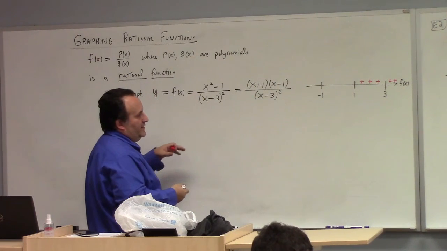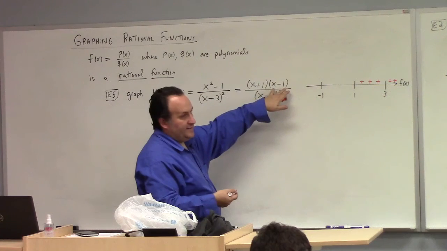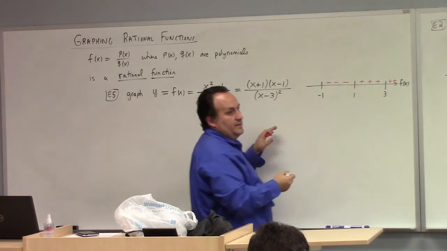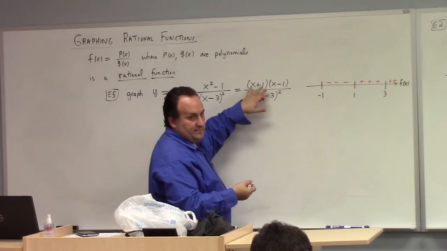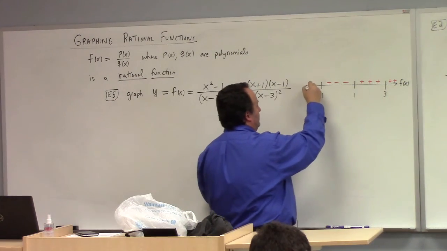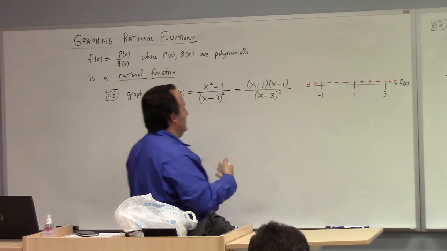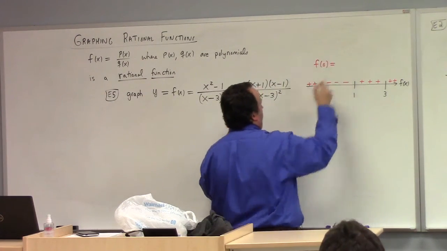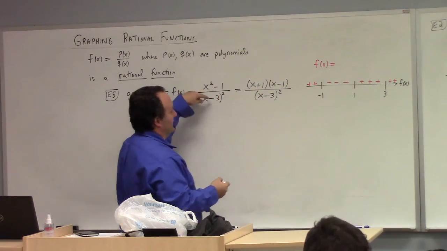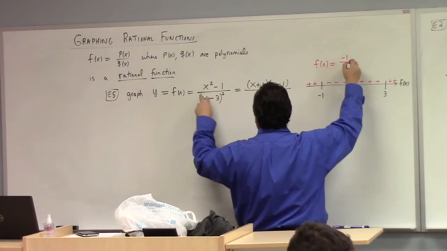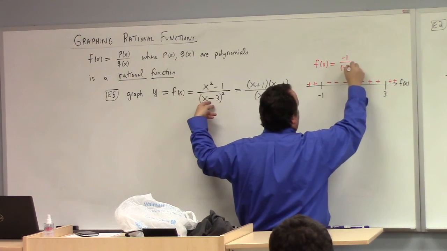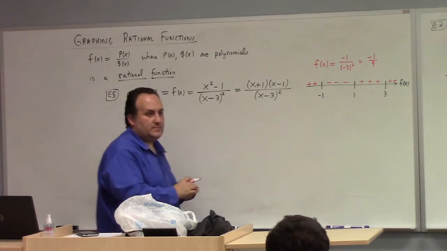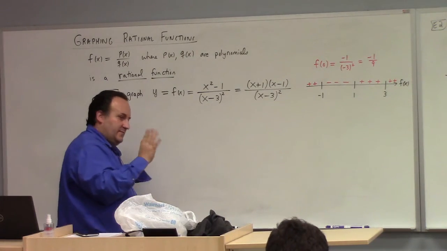And then at 1, well, that's just x minus 1, right? It's an odd power, just power 1, so we flip signs. And then, again, x plus 1 is just power 1, so we flip signs again. Okay? Let's just double check our work. What's f of 0? Minus 1 over minus 3 squared, right? So minus 1/9. It's negative between minus 1 and 1. That's good. All right, so now we can kind of make a graph.